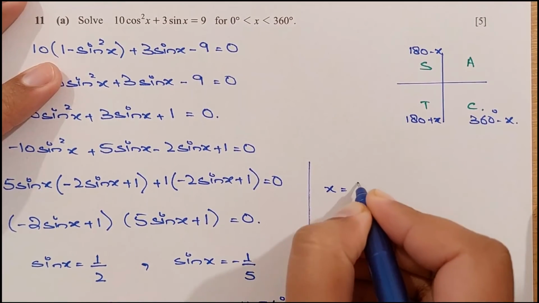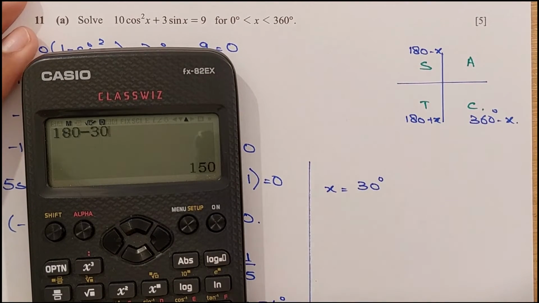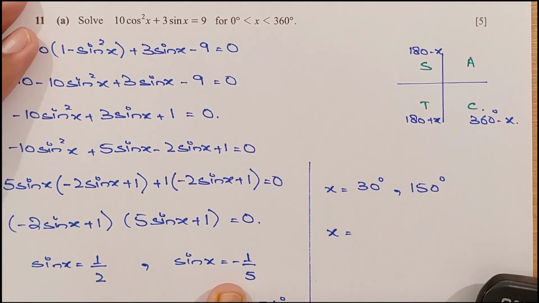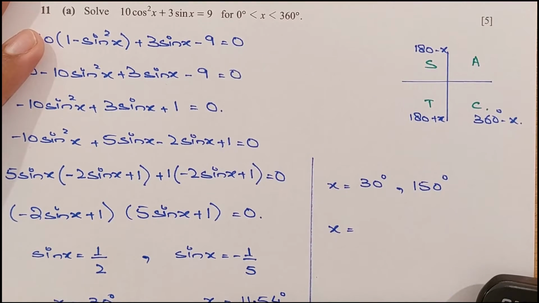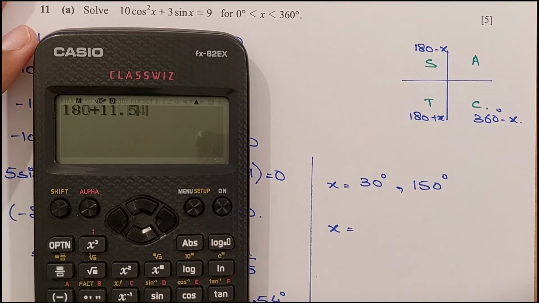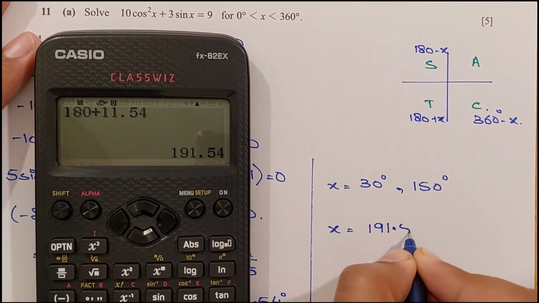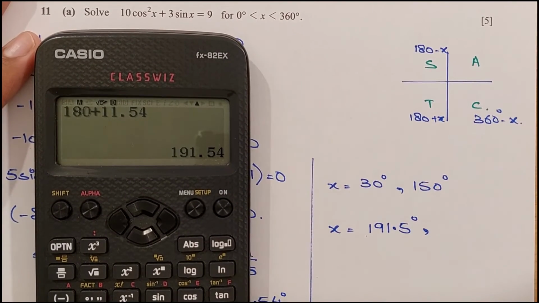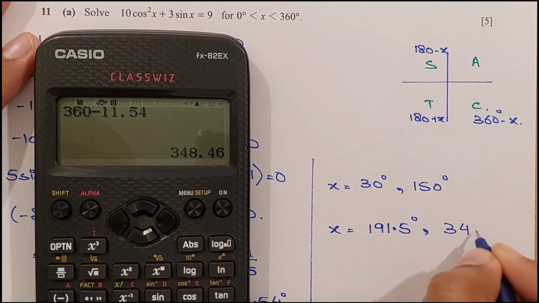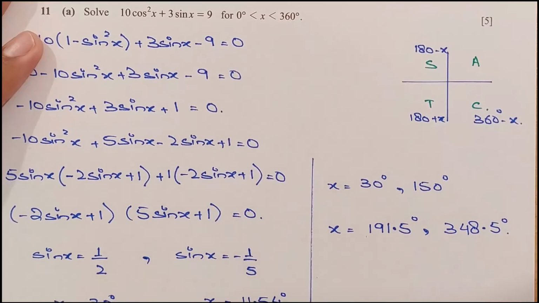So for the first quadrant, x is equal to 30 degrees, and for the second, 180 minus 30, this is 150 degrees, right? And sine is negative in the third and the fourth quadrant, so x is 11.54, right? So 180 plus 11.54 is equal to 191.5 degrees, and we do 360 minus x, 360 minus 11.54, this is 348.5 degrees. So these are the values of x that lie in the given domain.